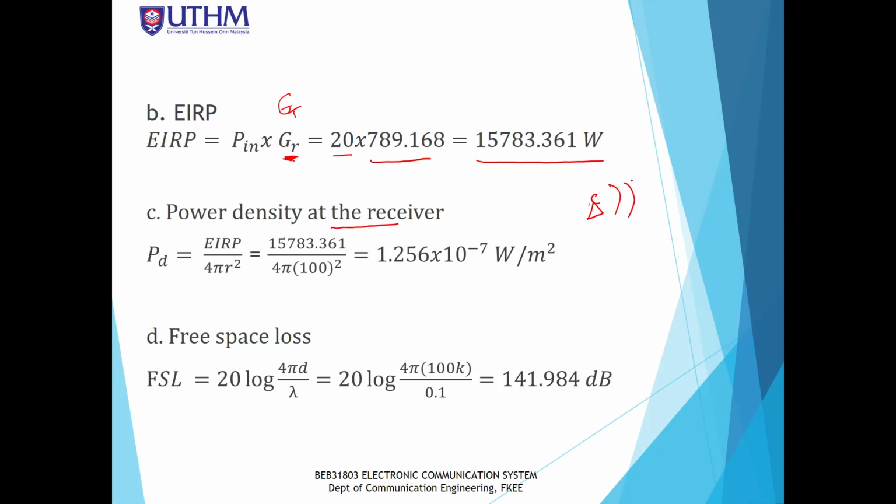So, gelombang itu bergerak. Okay, sampailah kepada receiver antena. So, how much is the power density at the receiver antenna? It is equal to EIRP divided with the 4 pi r square. So, remember di sini, ini ada silap. Sepatutnya 100,000. This is supposed to be 100,000. Tapi dia punya jawapan dah betul. Di sini sebenarnya kena dalam unit meter. 100,000. Okay, kalau 100 kilo bermakna dia punya ini adalah 100,000 meter.